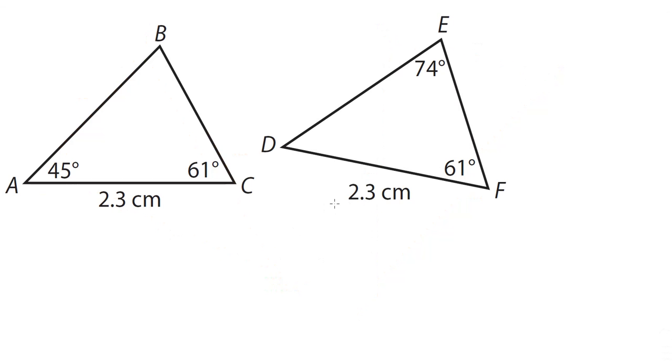So let's take a look at this example here and use angle side angle to prove that these two triangles are congruent. So if I look here at angle C, I see that it measures 61 degrees, and so does angle F. So these two angles are congruent to each other.